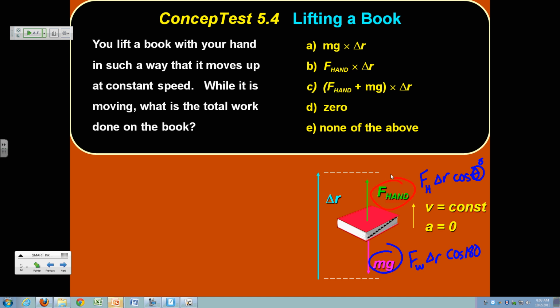You could also just think about its net force. Since it's moving at a constant speed, that means the acceleration equals 0, and so the net force equals 0, and so the net work is also going to be 0.